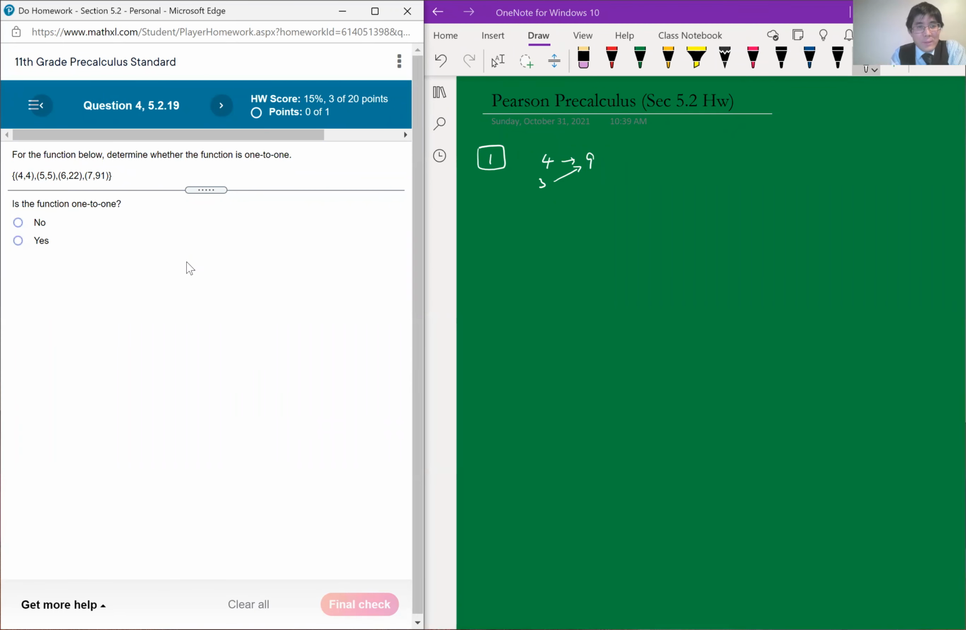Okay, next one, this is question 4. So 4 corresponds to 4, 5 corresponds to 5, 6 corresponds to 22, and 7 corresponds to 91. So for each value in the range, there is only one value in x corresponding to that. So this is a one-to-one function.